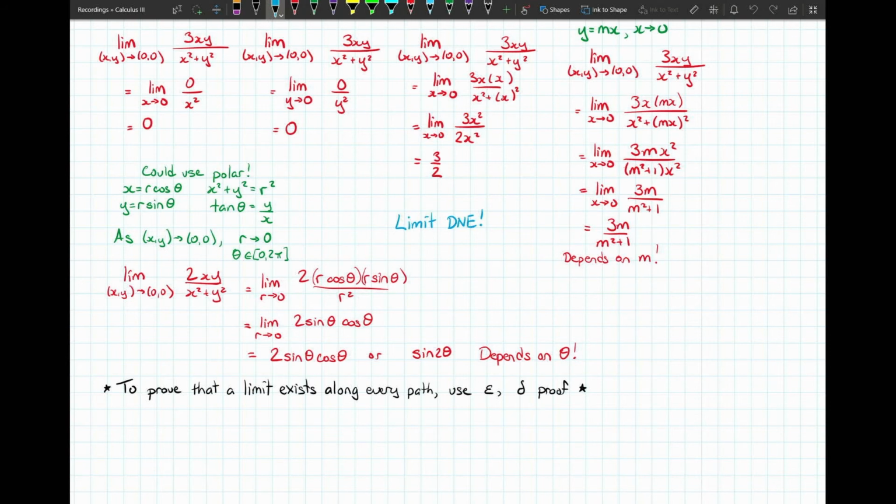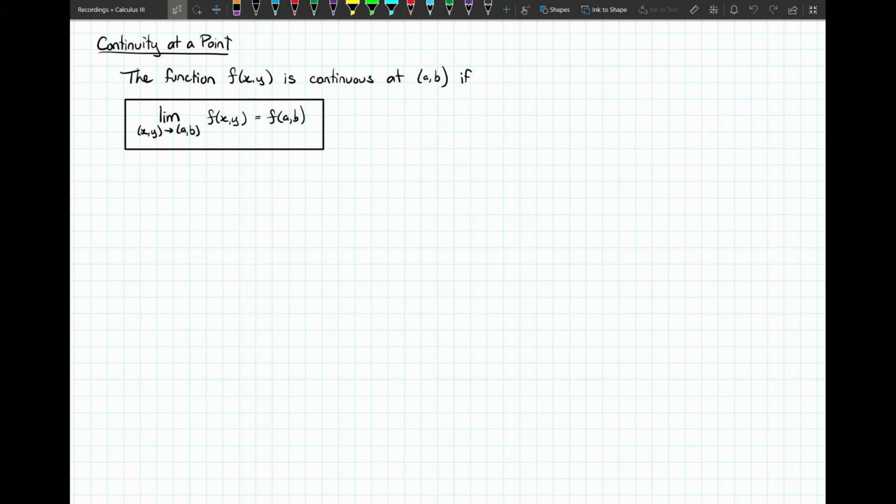Well, now that we've talked about limits, now we can come back to the idea of continuity and what a discontinuity looks like for a function of multiple variables. Now, much like the definition of continuity at some value for a single variable function, here's a function of two variables, f of x, y, and we would say it's continuous at a point a, b if the limit of the function f of x, y as x and y approach the point a, b is equal to the value of f of a, b itself.